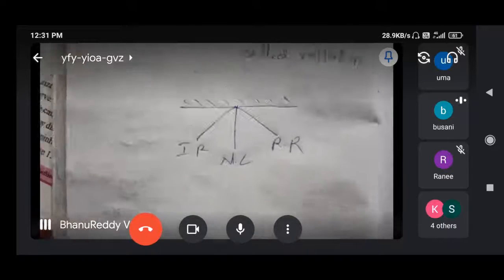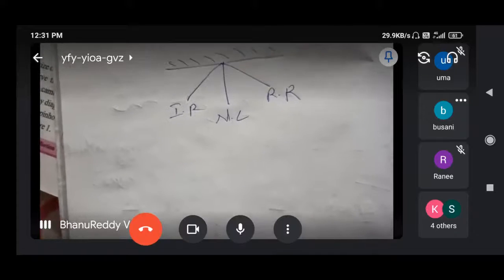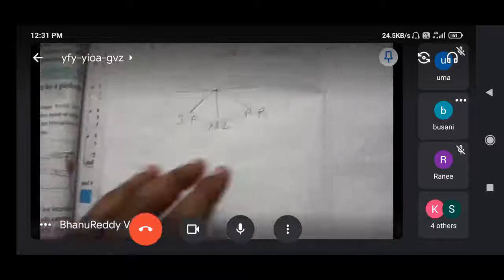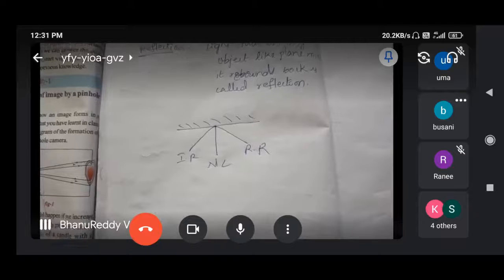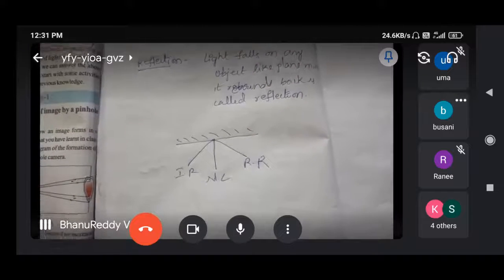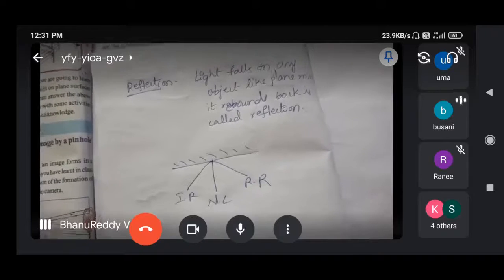The lesson we are going through is the reflection of light on plane surfaces. Here we start with an activity. Why is it the same? Because we draw the normal line, and lateral inversion happens in plane mirrors. Lateral inversion: left becomes right and right becomes left.